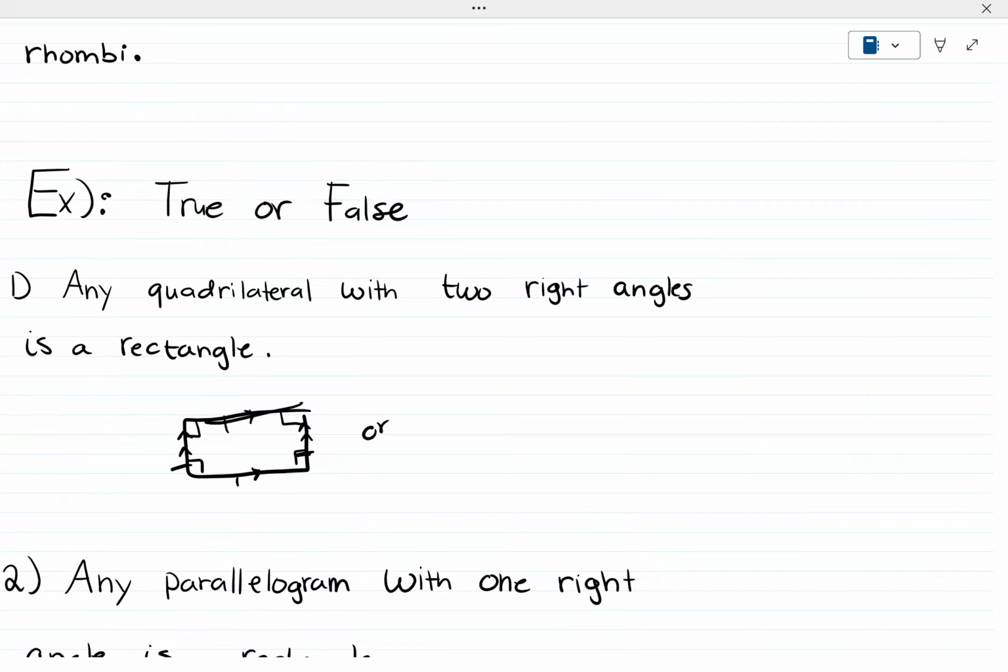What's another technically quadrilateral? It would be a trapezoid. We haven't gone over trapezoids, but we will talk about that. A trapezoid is technically a quadrilateral, but this might be 90 degrees. These might be 90, but these are not 90 degrees. So I'm going to say false because of that trapezoid.